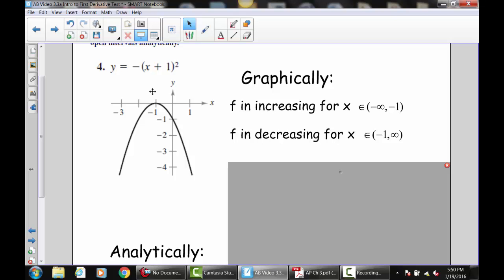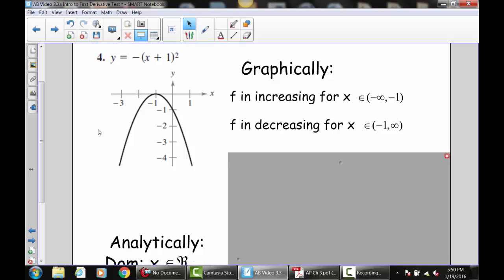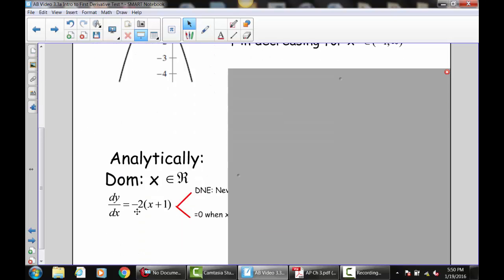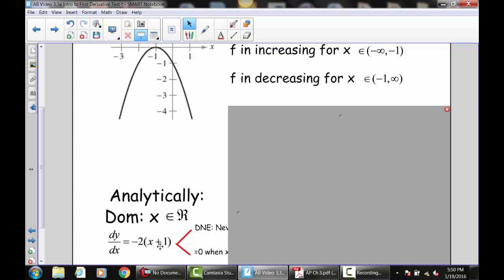Okay, so analytically, what we're going to need to do is find the derivative, which of course is -2 times (x plus 1) times 1. And we're looking for the critical numbers. So we have to ask ourselves, when does it not exist? When does it equal 0? Of course, it's a polynomial, so it's never not going to exist. And of course, it's going to equal 0 when x equals -1.